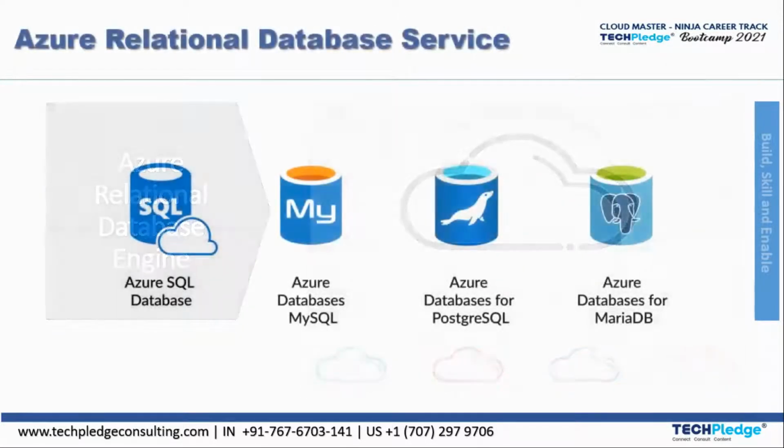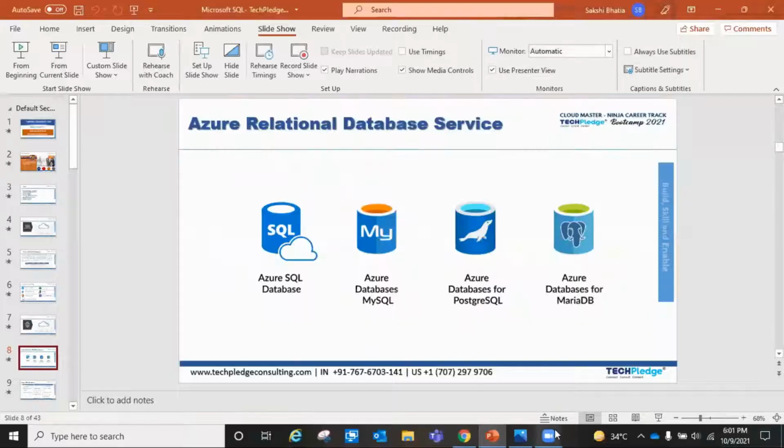So this is what Azure Relational Database Services are. Azure provides us with four database services: Azure SQL Database, Azure Database for MySQL, Azure Database for PostgreSQL, as well as MariaDB. So we may have thought that what Microsoft has to offer is only SQL, and that there is no other option. But let's have a look at what Microsoft really has to offer with these SQL services.